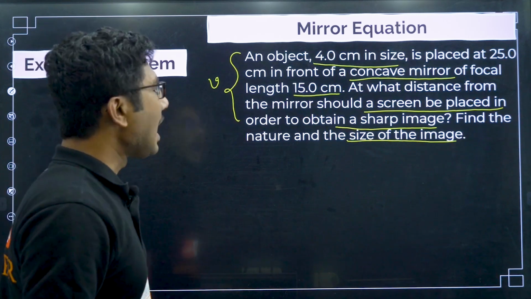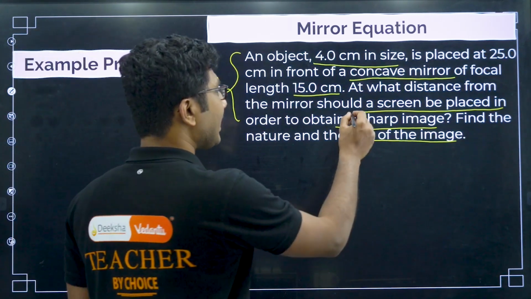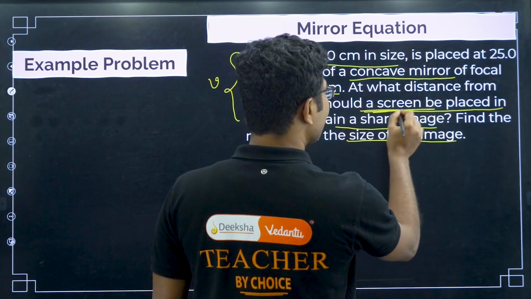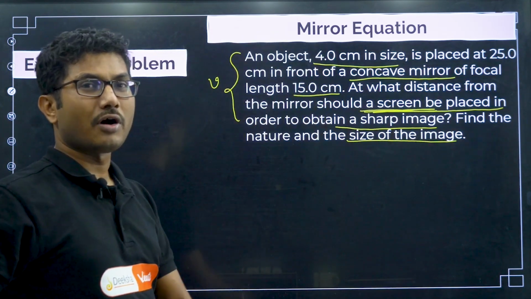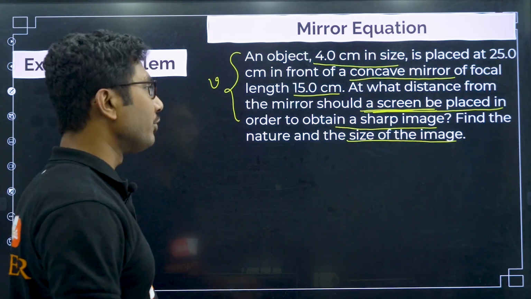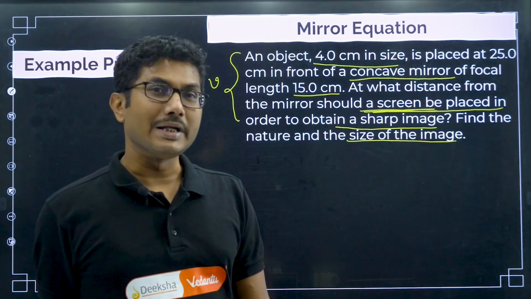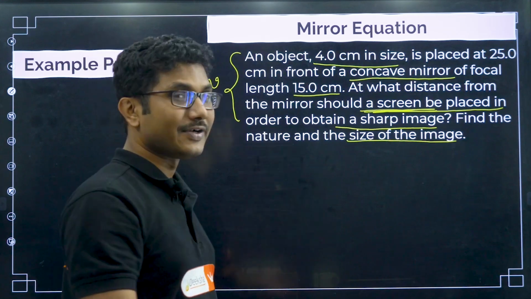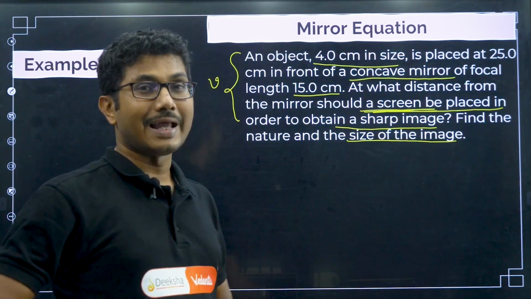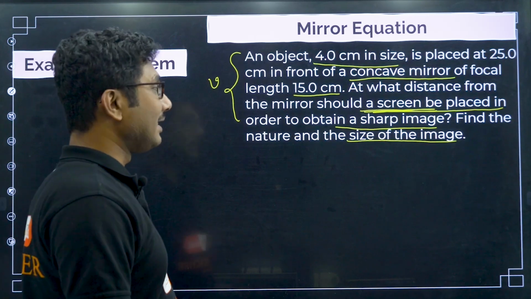Nature is easy, even without solving the problem you can answer it, because in the question they have mentioned a screen. A screen is required only for real images, right. And real images are always inverted, we know that. Now maybe it is enlarged, maybe it is diminished, but it will be a real and inverted image. So nature means real and inverted. Magnification we can calculate while finding the size of the image.